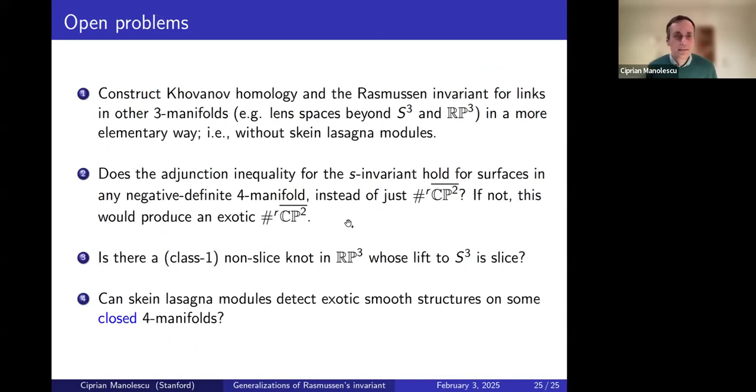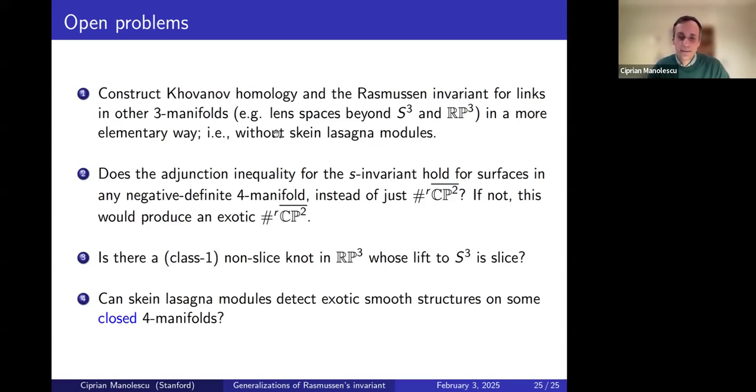Right, so let me end with some open problems. First of all, we have the skein lasagna module in general for any three manifold, for links in any three manifold. You have to specify the four manifold. But we also have some more concrete things for things like S3, RP3, and S1 times S2. And those are easier to compute. And it would be great if we could extend Khovanov homology and Rasmussen invariant for links in other three manifolds in a more concrete way.